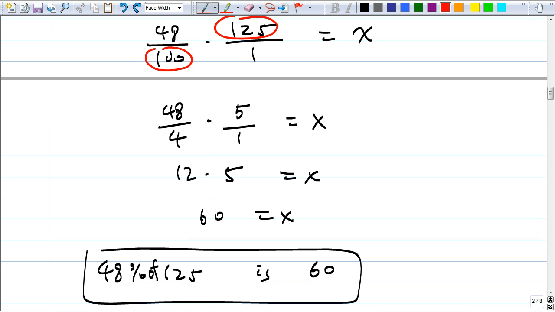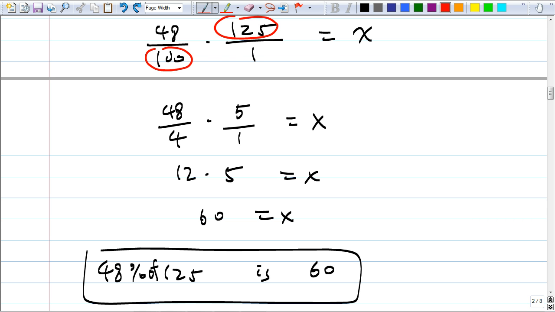So it turns out 48% of 125 is 60. It makes sense, right? 48% is about half, correct? About half of 125 is about 60. That makes sense, doesn't it? It's a little bit less than half, but does that make sense? So whenever you do this percent problem, the answer should make sense, right? It does make sense that it comes out to be about 60, a little bit less than half of 125. Are we okay? All right, let's move on.